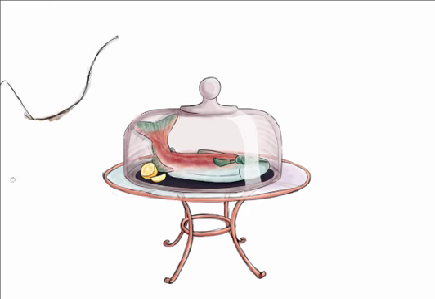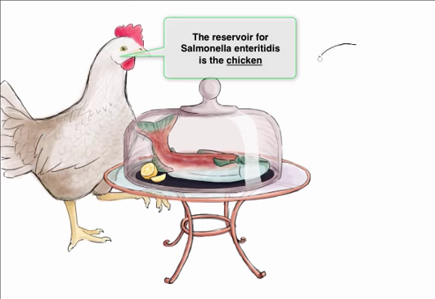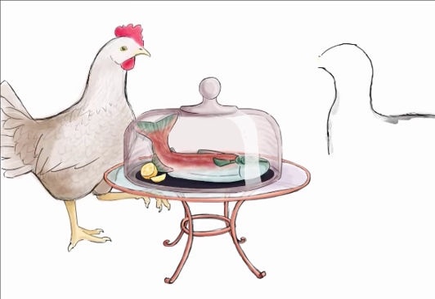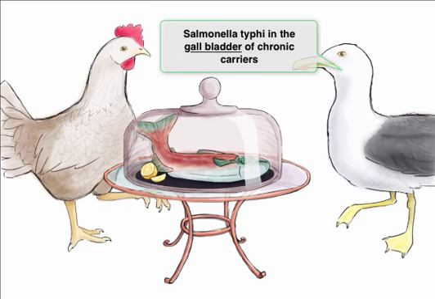On the left, we'll have a chicken. This will remind us that we acquire Salmonella enteritidis by eating undercooked chickens, and that chickens are the main reservoir. Okay, on the other side of the page, we'll have a seagull. This is to represent gallbladder. I know it's a little more of a stretch, but I think you should be okay with it. And this is to remind us that chronic carriers of Salmonella typhi harbor it in their gallbladder.